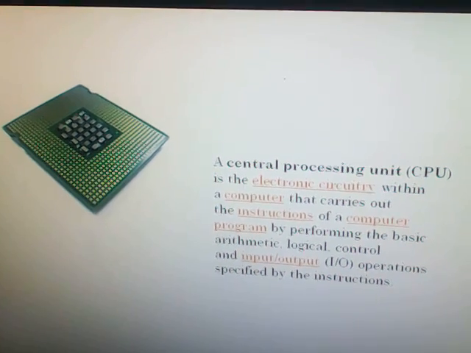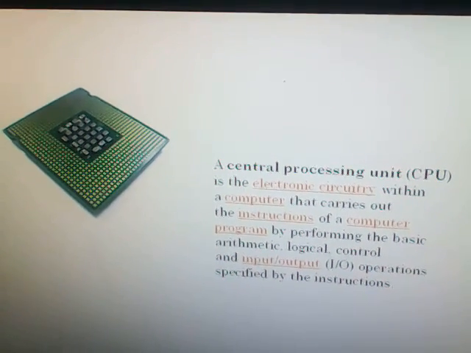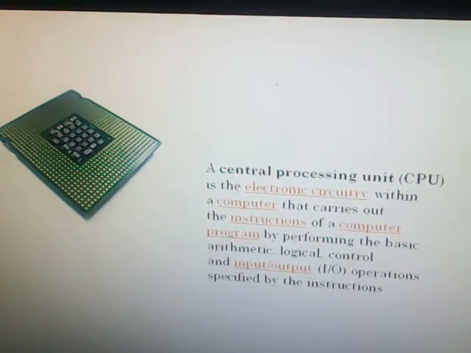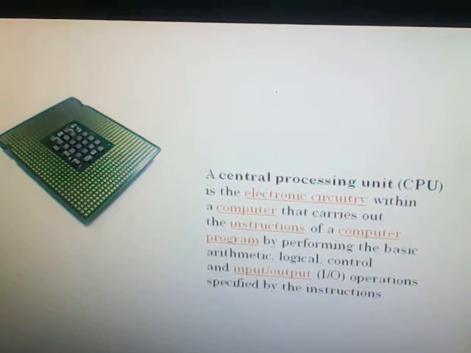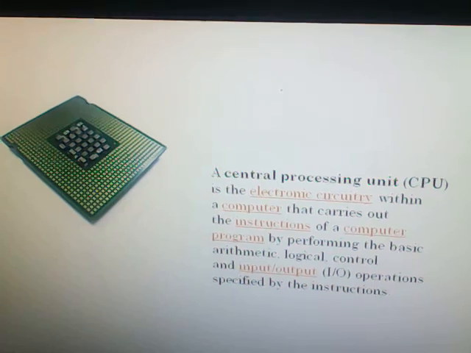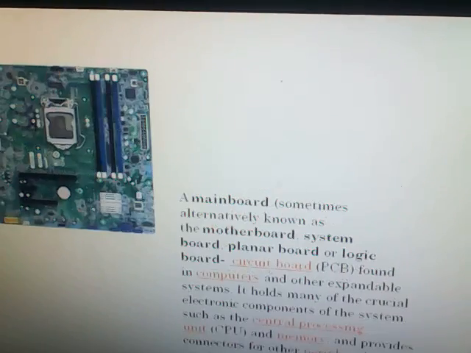CPU, or Central Processing Unit, is the electronic circuitry within a computer that carries out the instructions of a computer program by performing the basic arithmetic, logical, control, and input-output operations specified by the instructions.